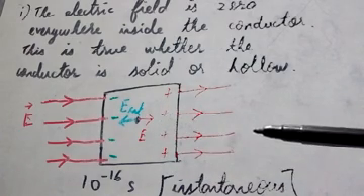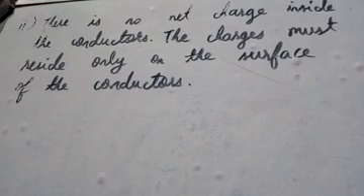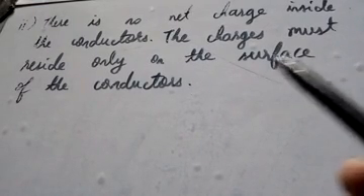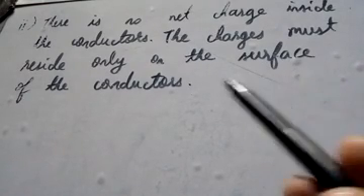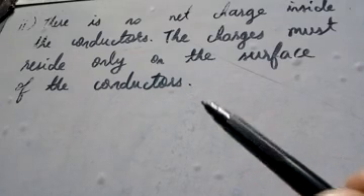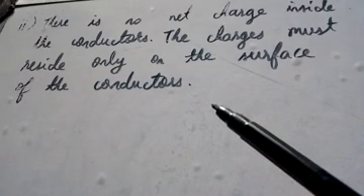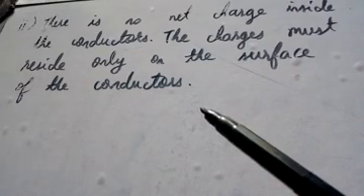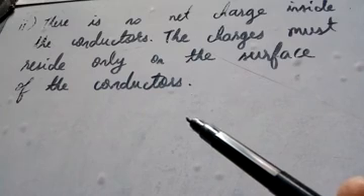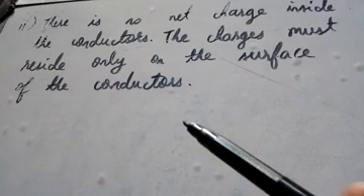Now let's go to the second point. There is no net charge inside the conductor. The charges must reside only on the surface of the conductor. That means inside a conductor there is no charge. First we saw there is no electric field. Now the second one says there is no charge also. So whatever charge you give to a conductor, it must be on the surface only.